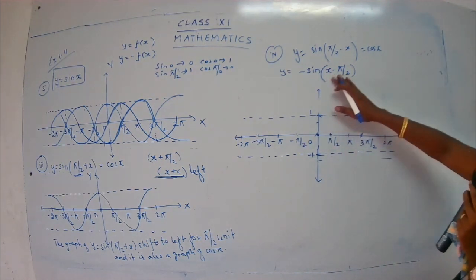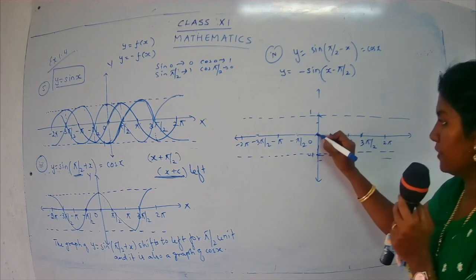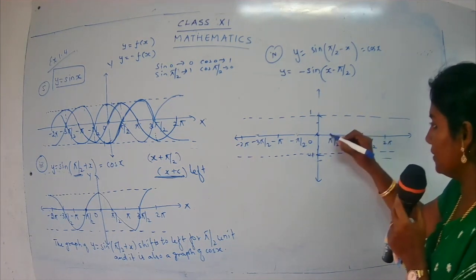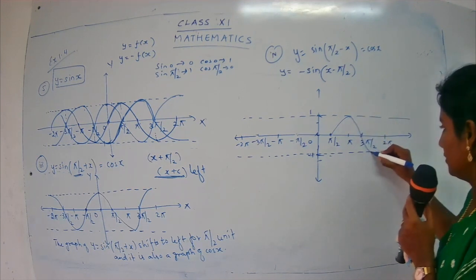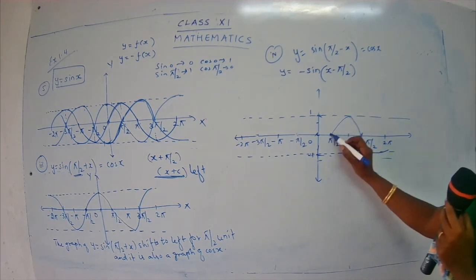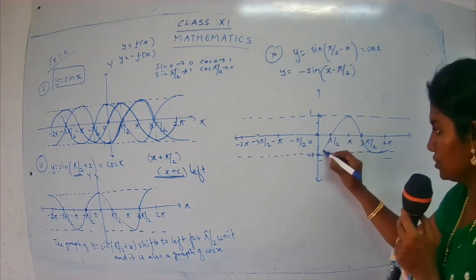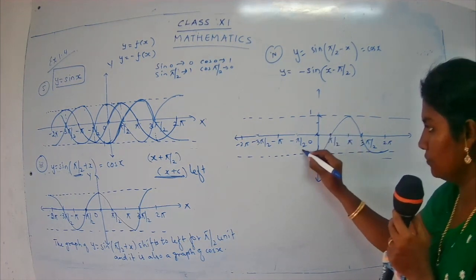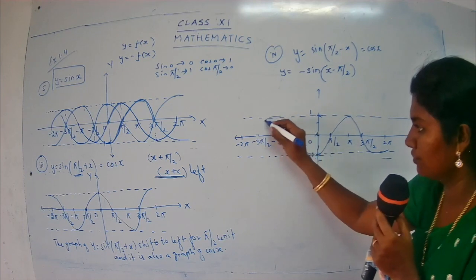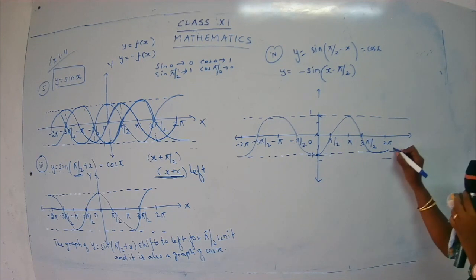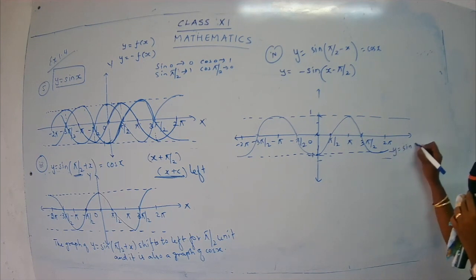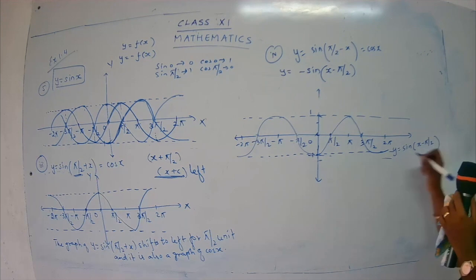So first thing is, it is going to shift to the right for pi by 2 unit. So from 0, it's going to start from here. Start from here, pi by 2, pi, then 3 pi by 2 and 2 pi. Start from pi by 2, then from here go to 0. It's from minus 1 to pi by 2. From here, it goes to 3 pi by 2 and so on. Plot the graph properly. So this is for y is equal to sine of x minus pi by 2.